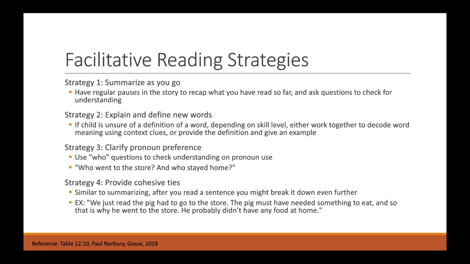The fourth strategy is to provide cohesive ties. So this is a little similar to summarizing, but you're breaking down a sentence even further than just summarizing it. You're extending the sentence into more details. So for my example down here, we just read that the pig had to go to the store. The pig must have needed something to eat, and so this is why he went to the store. He probably didn't have any food at home. So if the original sentence in the story was that the pig went to the store, we can extend that further to provide more details and solidify the ideas of the actions of the main characters in the story.